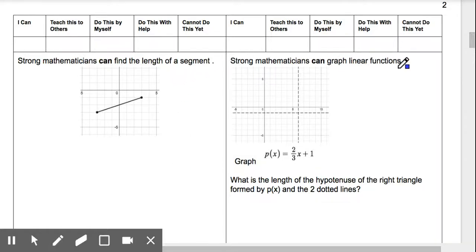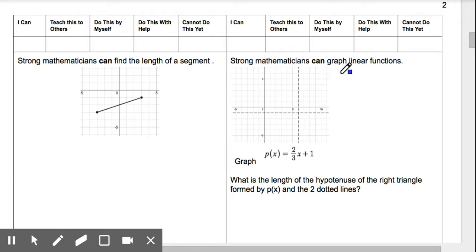Strong mathematicians can graph linear functions. Here we have to graph p of x equals 2/3 x plus 1. We know that this is a linear function because the highest exponent of x is 1. Now, how do we graph p of x?